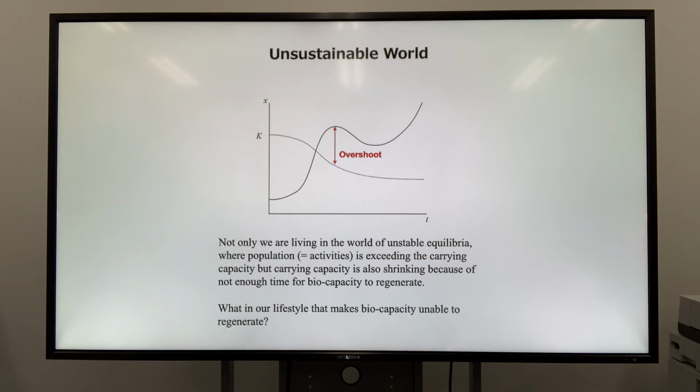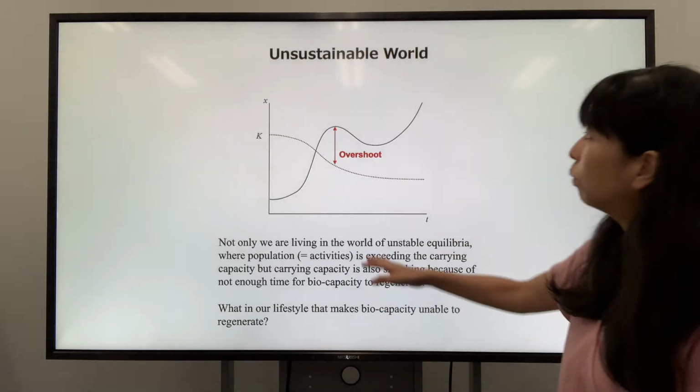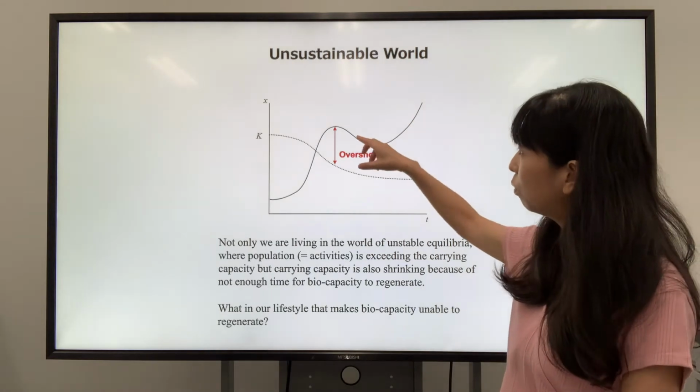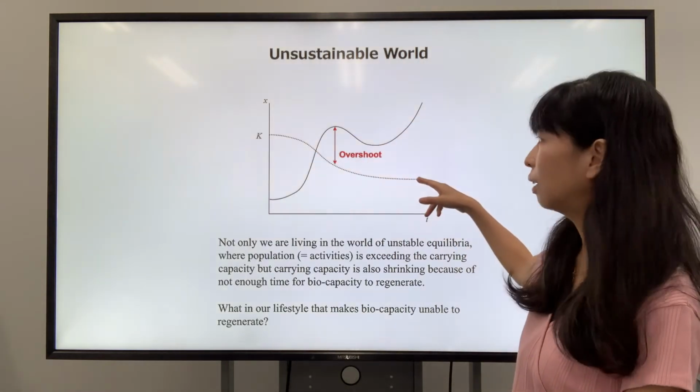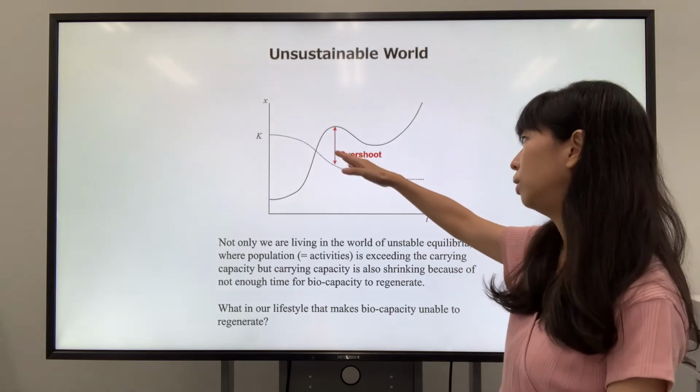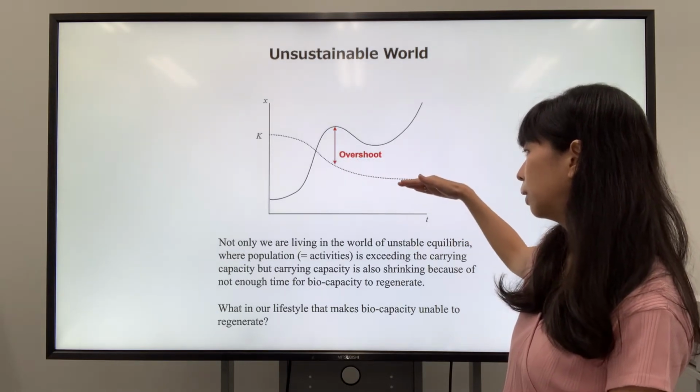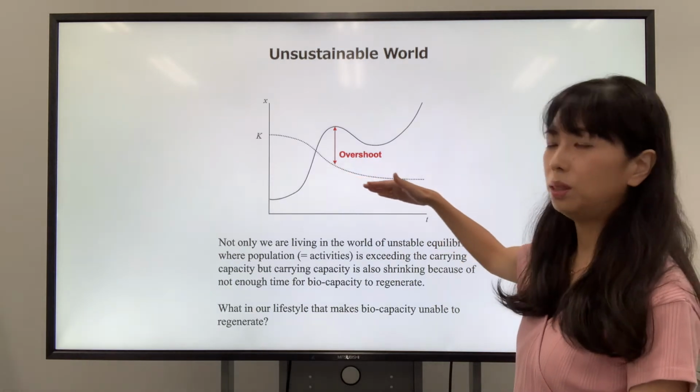So in terms of the unsustainable world that we are facing, as mentioned earlier, we are exceeding the carrying capacity. But in fact, because we are exceeding this, we are not providing enough time for the capacity to regenerate, and therefore we are facing this overshoot. The more we increase this, the more the regenerative land cannot be reproduced, and therefore this will decline. So this is the kind of alarm that we should be paying attention to.